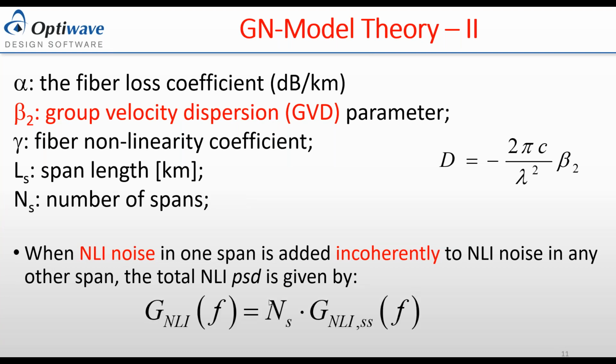Now, if the nonlinear interference in each span is added incoherently, this is the equation for the general power spectral density of the system, which is basically the number of spans times the power spectral density of the first span.